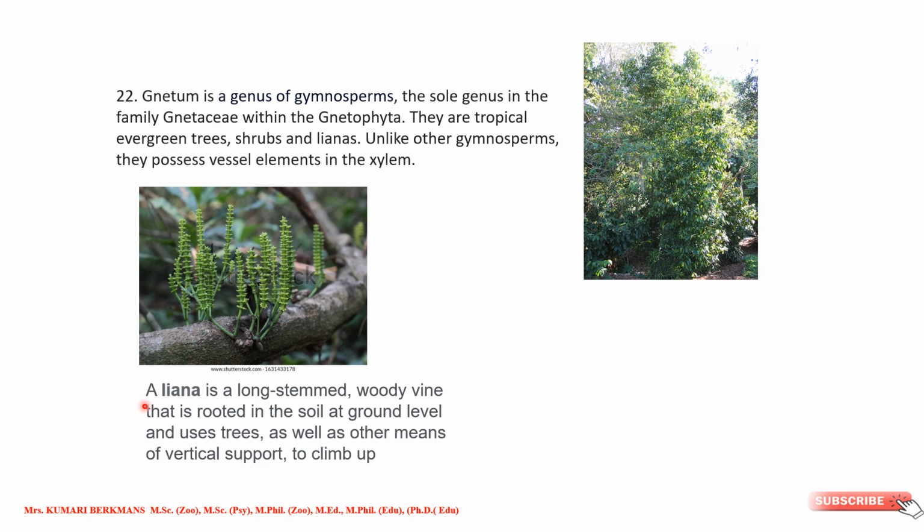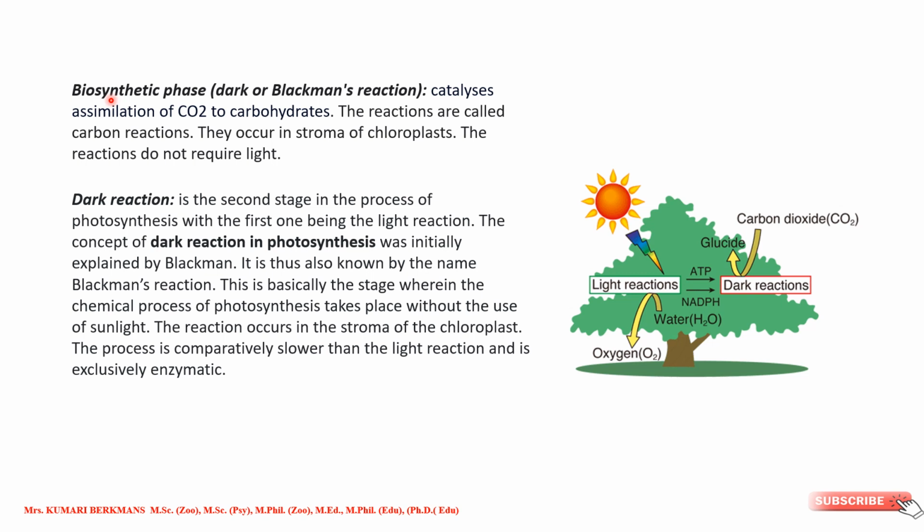So they may be in the form of trees, shrubs, or lianas. What is a liana? A liana is a long-stemmed woody vine that is rooted in the soil at ground level and uses trees as well as other means of vertical support to climb up. Lianas need some support to climb up. When it is rooted on the land, it roots deeply, and with the support of other trees, it climbs up. So, Gnetum is a genus of gymnosperm.